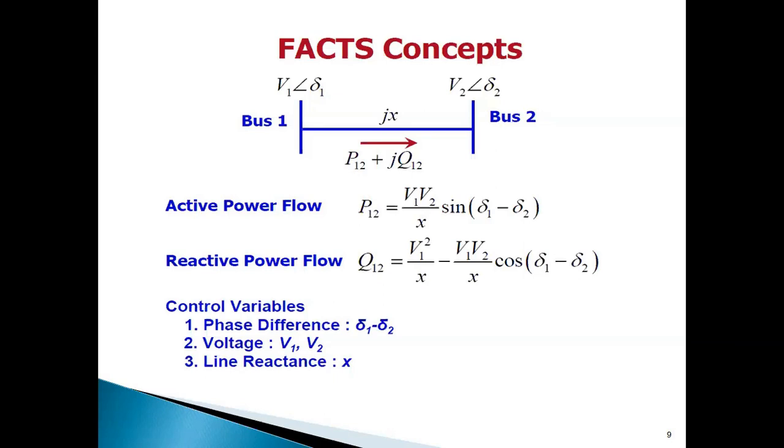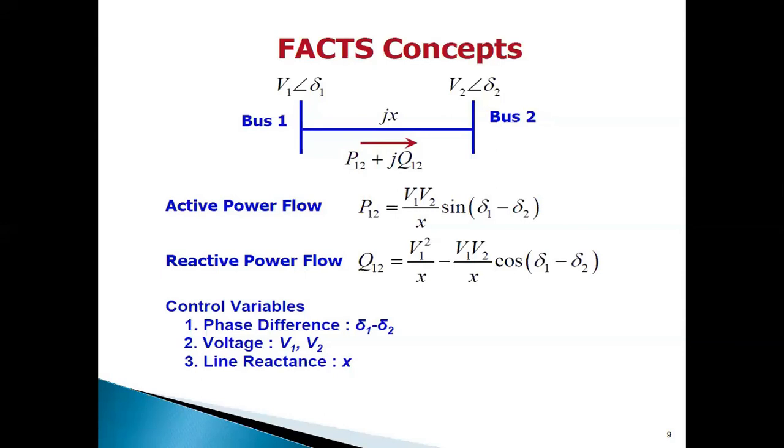And we are ignoring the resistance. Generally reactance will be more when compared to resistance. We are ignoring it. And we have complex power flowing through the transmission line. It is the sum of P and Q. So power is flowing from bus 1 to bus 2. That's why it is denoted as P12 and Q12.